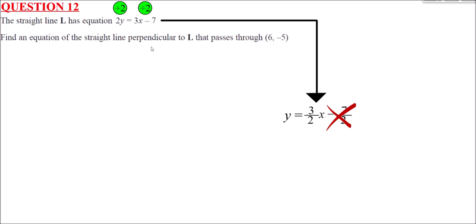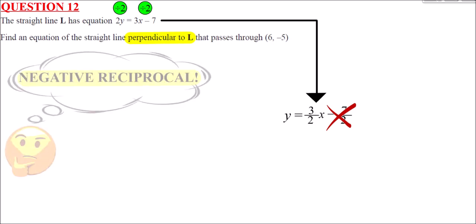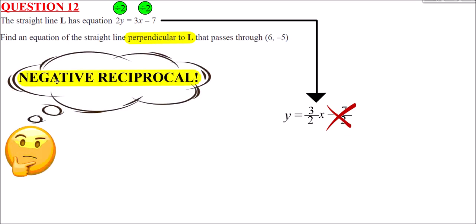We need to remember what perpendicular means in relation to gradients. If we want a line perpendicular to one given, we need to remember what to do to this gradient. It's two magical words. We need to take the negative reciprocal of the original gradient, which in plain English means we take this fraction, flip it on its head, and switch its sign from positive to negative, or if it were negative, which it's not, from negative to positive. So the gradient of the perpendicular line will be negative 2/3.